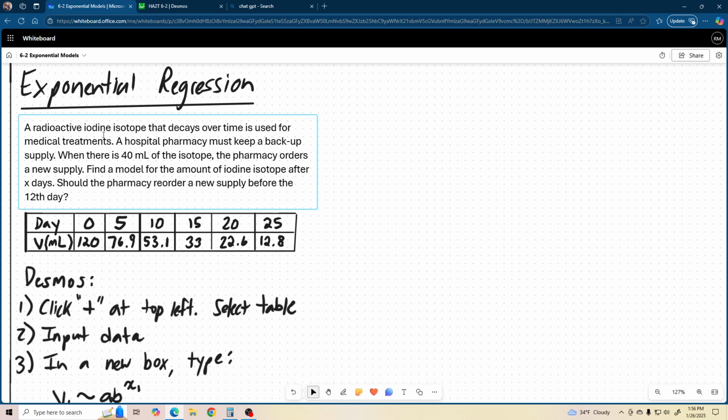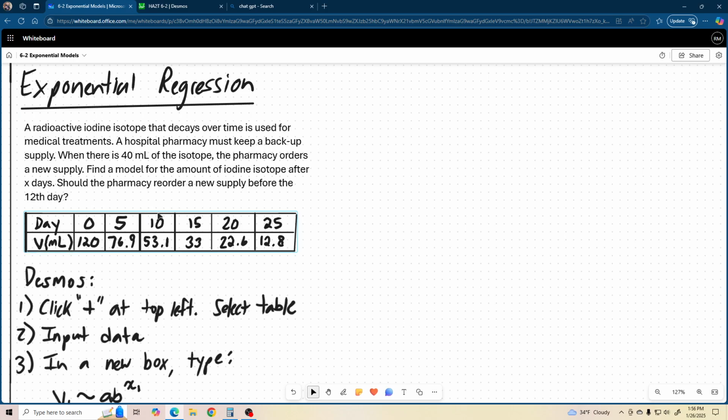A radioactive iodine isotope that decays over time is used for medical treatments. A hospital pharmacy must keep a backup supply. When there is 40 milliliters of the isotope, the pharmacy orders a new supply. Find a model for the amount of iodine isotope after x days. Should the pharmacy reorder a new supply before the 12th day?